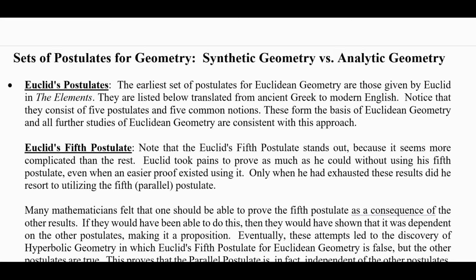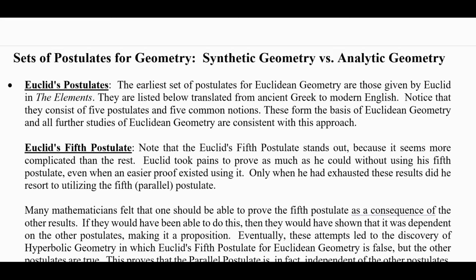And when we get to these in a minute, you'll notice that Euclid's 5th postulate stands out because it seems more complicated than the rest. Euclid took pains to prove as much as he could without using his 5th postulate, even when an easier proof existed using it. Only when he had exhausted these results did he resort to utilizing the 5th parallel postulate.